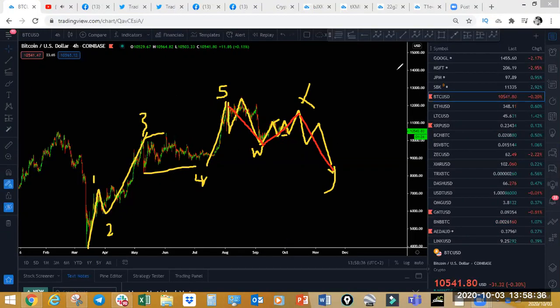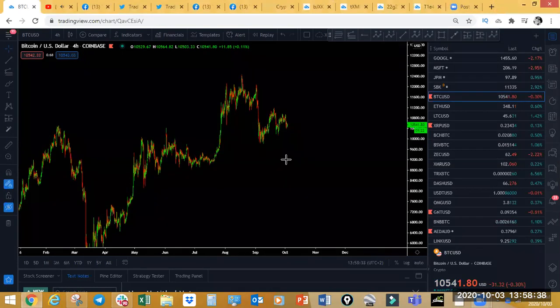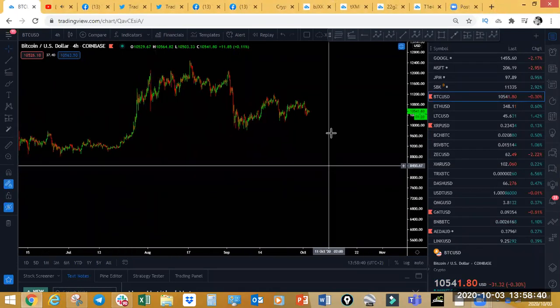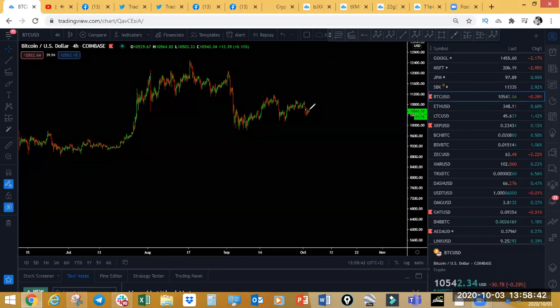What is the next move? What is the structure showing us here? So what the structure is showing us here is that we are going to see a continuation pattern to the downside here. So this is an upside correction. We're going to be seeing this one coming down here. So we could even get this one doing this. So the next immediate move is to see Bitcoin go around the 9,600, 9,500 area before any pullback here.